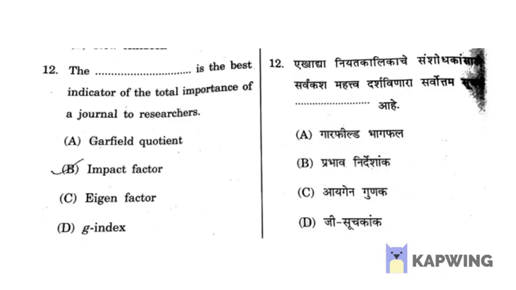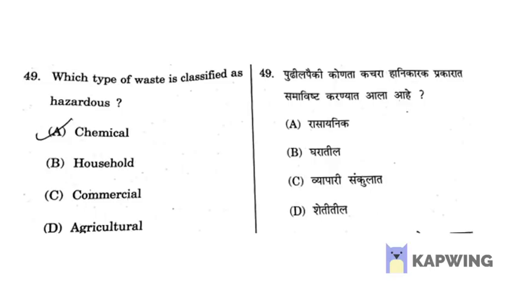Okay, now the dash is the best indicator of total importance of the journal to the researchers. So friends, as I myself being a researcher and having published 2-3 papers, it is the impact factor that matters most to researchers. The G index is for scientists, and Gary Field quotient and all those things are not that important for researchers. It is impact factor that matters to us. So it is impact factor. Now moving on to the next question.